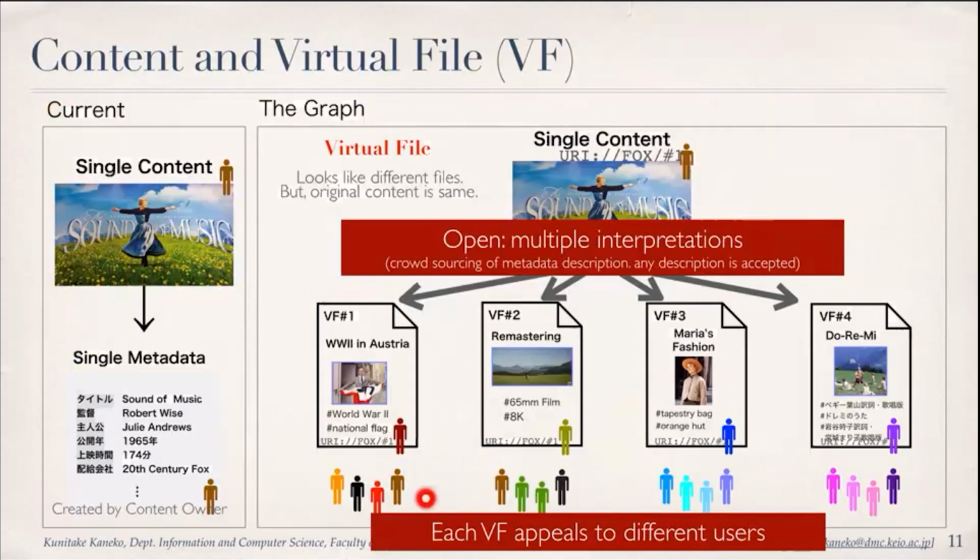In my system, here's a single content. The Fox owns it, because this is The Sound of Music, and then that is open. Multiple interpretations are fine. So somebody titles it "World War II in Austria." Somebody else who is interested in 8K capturing and remastering, because The Sound of Music's beginning was captured on 65mm film, names it Maria's version, which is another interesting point of this movie. The Do Re Mi song, you know that?